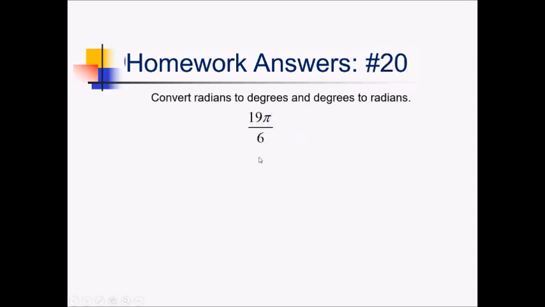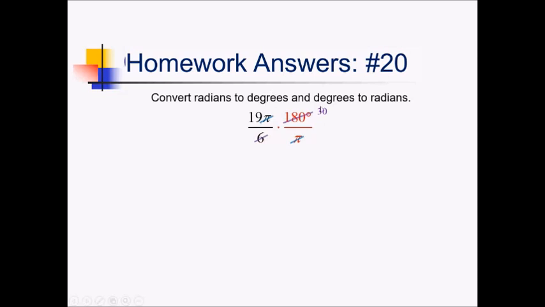On this problem, I'm looking to convert something in radians to something in degrees, and I know this is radians because I don't see the degree symbol. So multiplying now by 180 over pi, let's see what we get. Pi's are going to cancel, and then I can reduce the 180 and the 6. That's going to give me a 30 in the numerator.